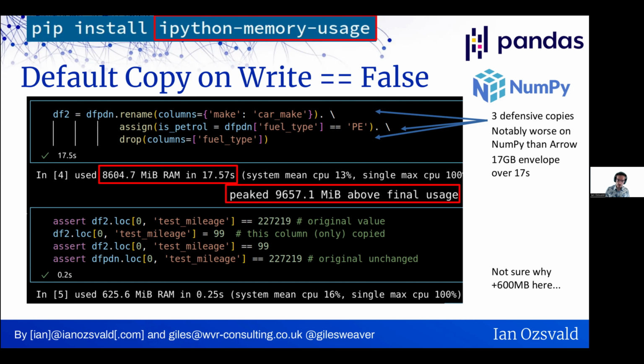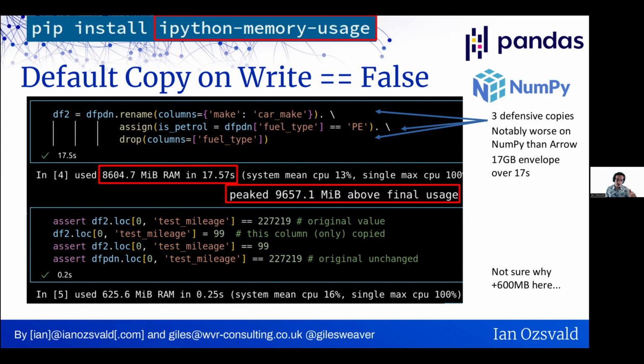If you don't turn it on, then you have the situation you see here. Some operations on a Pandas data frame force a copy to be made on every operation. So here, if I do dfpdn, the NumPy-backed Pandas data frame, and rename a column, that causes a copy to be made. I assign a new column, that causes a new copy of the entire data frame with that additional column. And then I drop a column, which causes another copy to be made.